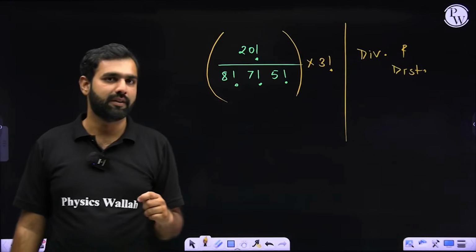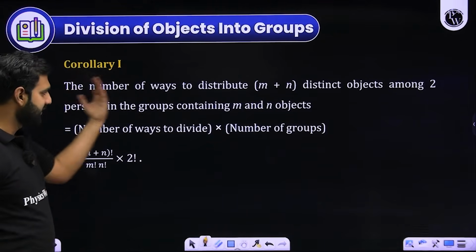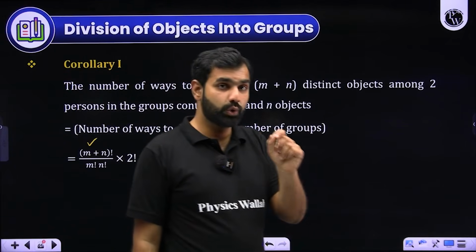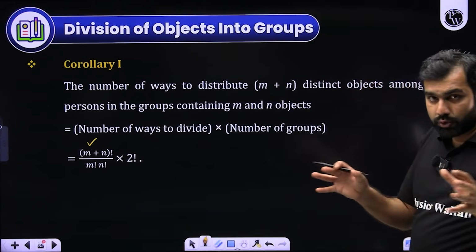Why am I multiplying by 3 factorial? Now, let me get back to this part here. This is exactly what we are doing. Let's say m plus n people are there and I'm willing to divide them into 2 groups, and I'm labeling those groups. So I'm defining those 2 groups distinctly.